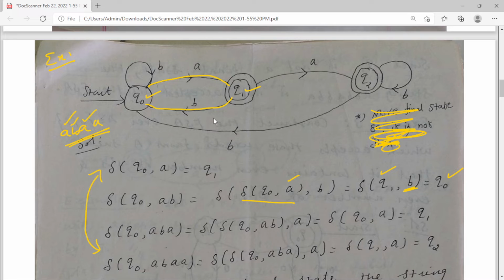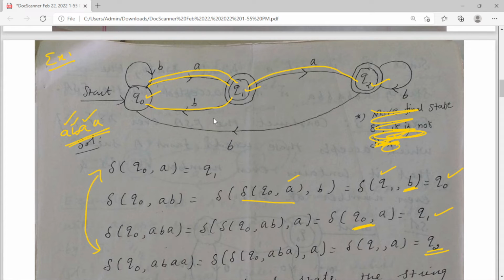Next we read A. After reading A in Q naught, again you go to Q1. Next in Q1 again you have to read A. If you read A, now we are at Q2, which means we are at one of the states in Q, that is the final state.